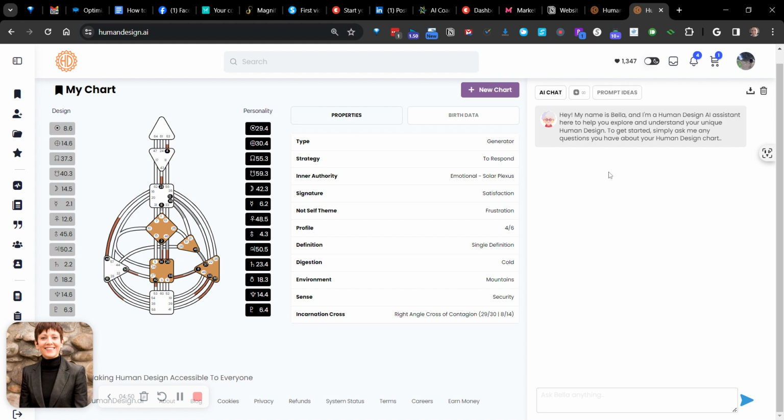So what can be incredibly helpful using HumanDesign.ai is there is an AI chat over on the right. You get to chat with their expert. Her name is Bella. She is the AI assistant and she knows human design very well. So you can start by just asking Bella anything. So things like, tell me more about my type.